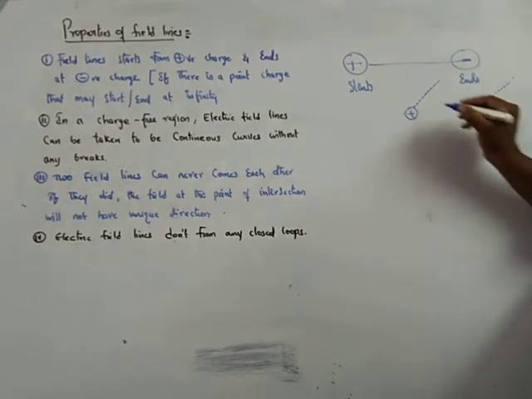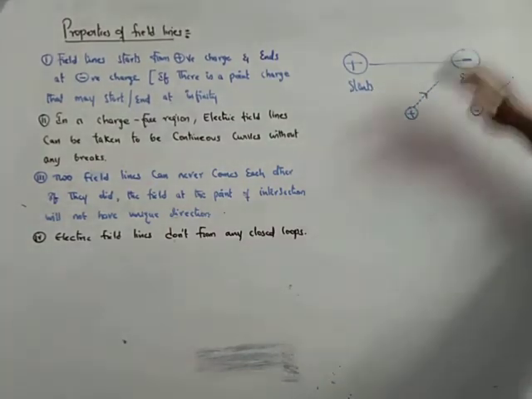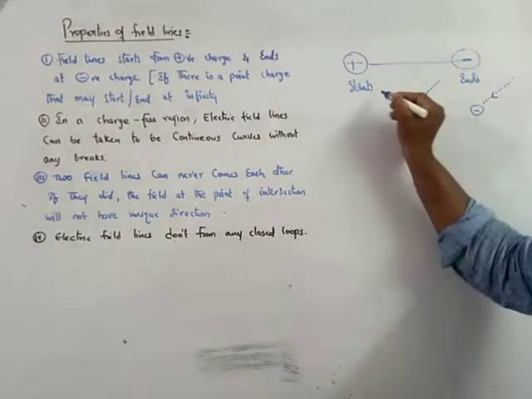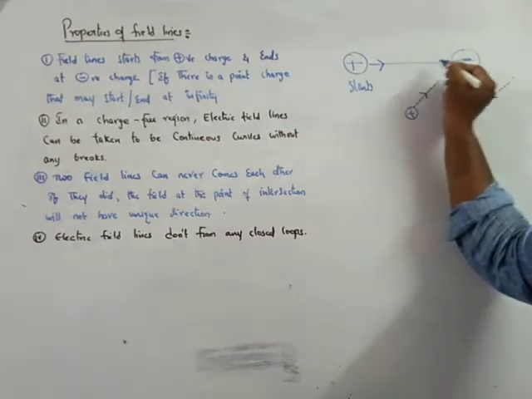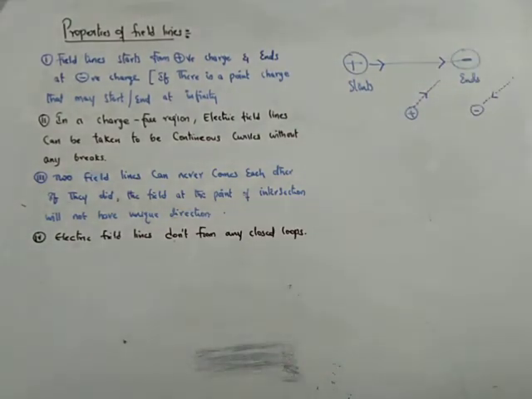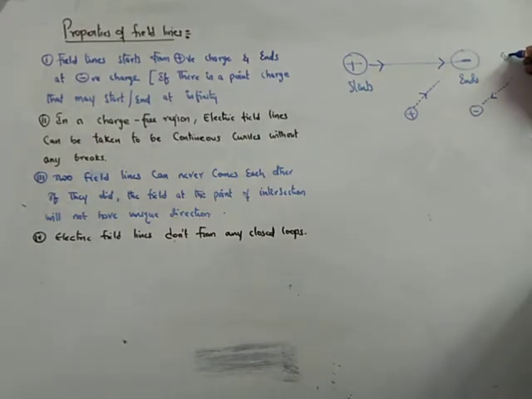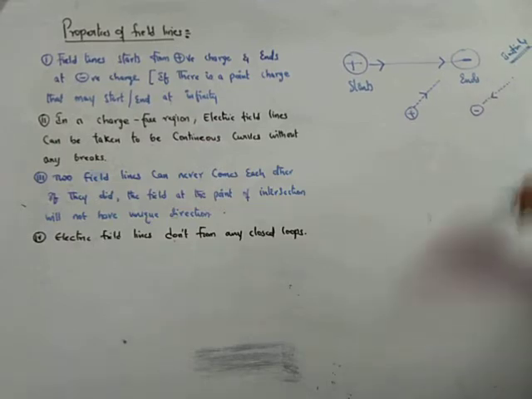Because we have a direction. Whenever it starts, it moves in an outward direction. Whenever it ends, it moves in this direction. And the first point: it always starts from positive and ends at negative. And whenever we consider point charges, that is single charges, it always starts or ends at infinity. That's the first point.